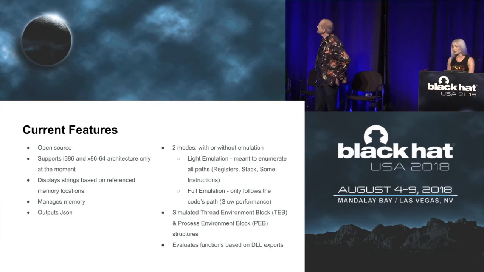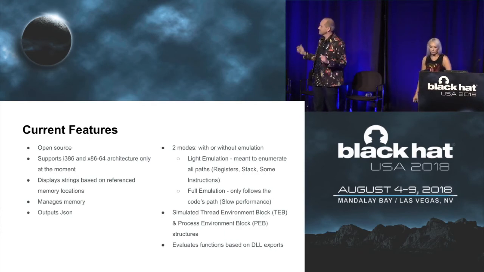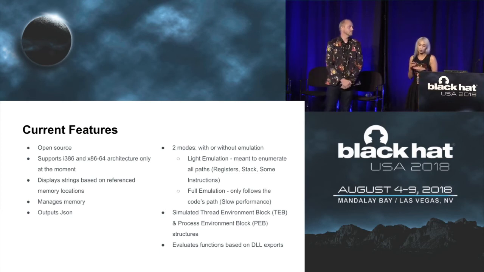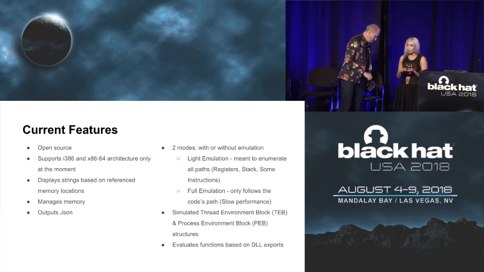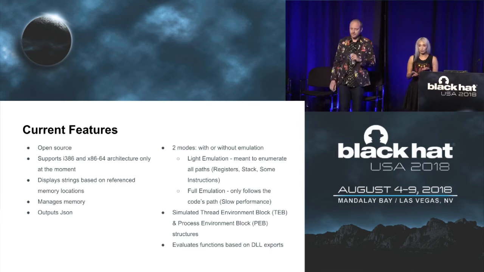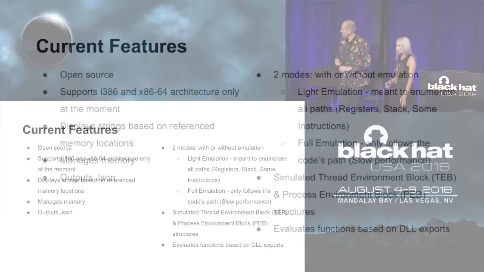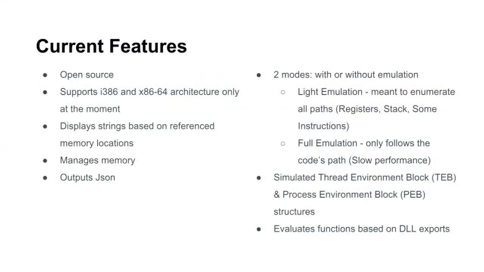All right, so current features. Yes, we're open sourcing this, under AGPL version 3. It currently supports x86 and 64-bit. We do shellcode if it's x86, as well as portable executables. So what does that mean? Down here on the bottom, I simulated the thread environment block and the process environment block. So if you're doing shellcode and you need to dynamically load any of your Windows APIs, you could do that with a little bit of light emulation. You can see it in the output, and I'll show you what I mean by that.